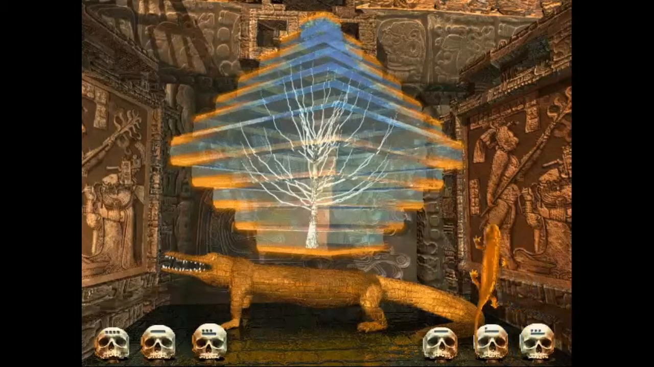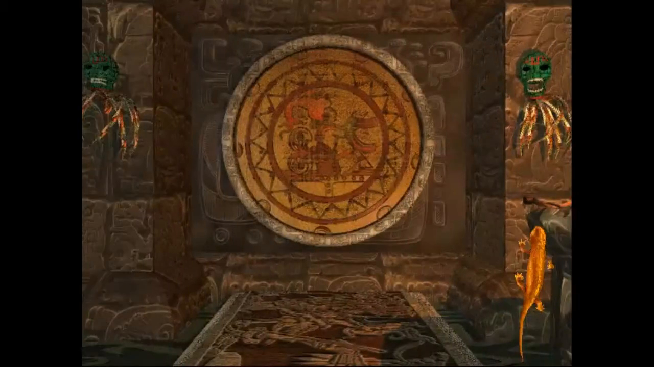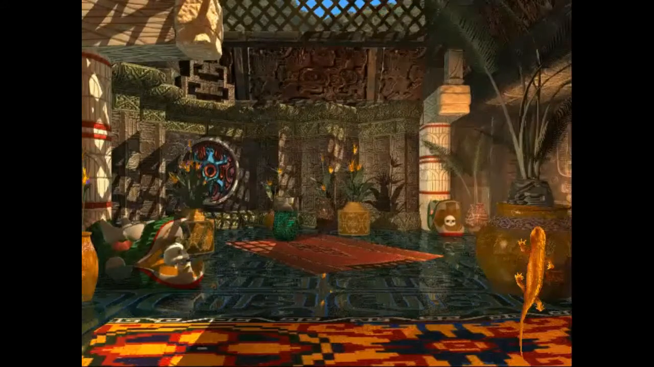Okay, that worked. I now have a golden lizard. Now, what the hell am I supposed to do with this? It is suspiciously lizard-shaped. And what seems like months ago, I can remember seeing a lizard-shaped indentation on a pedestal. I think it was over here.